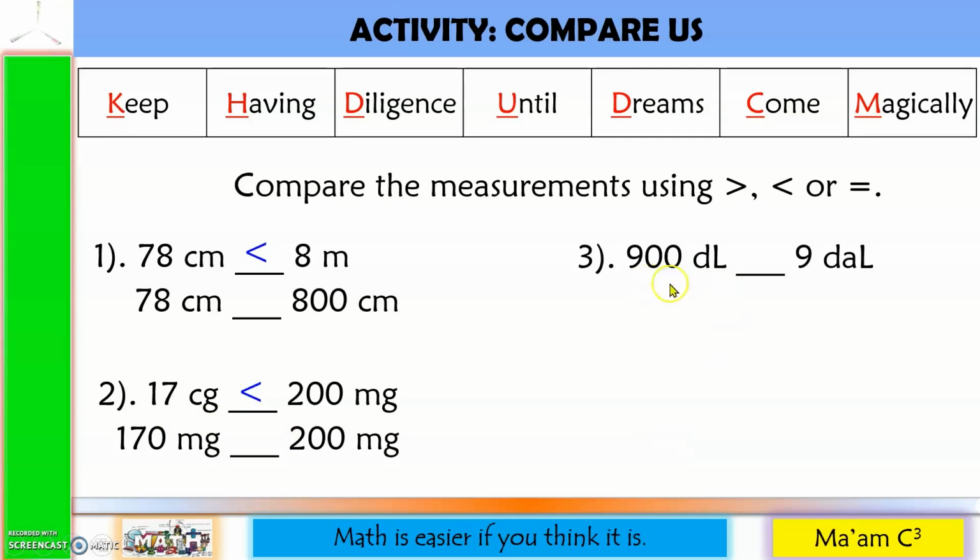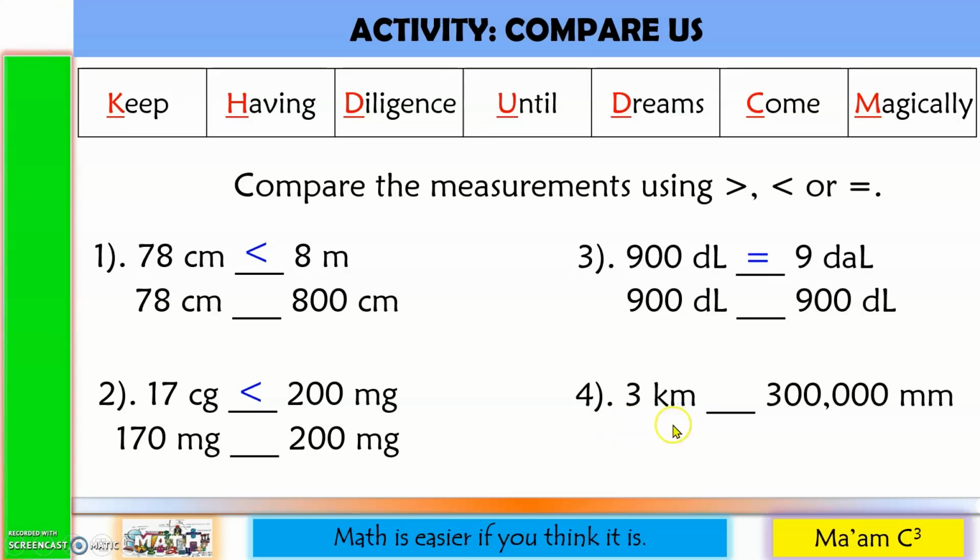Next one, 900 deciliters and 9 decaliters. I will convert decaliters to deciliters. So deca to deci, that would be 1, 2. 2 units going to the right. So 9, 1, 2, that would be 900 deciliters. So let's compare 900 and 900, both in deciliters, so equal.